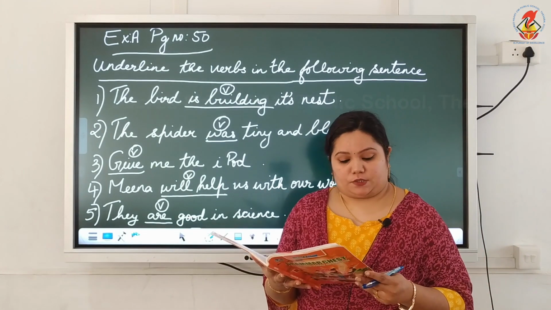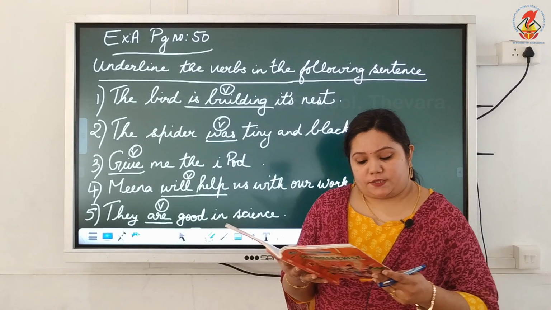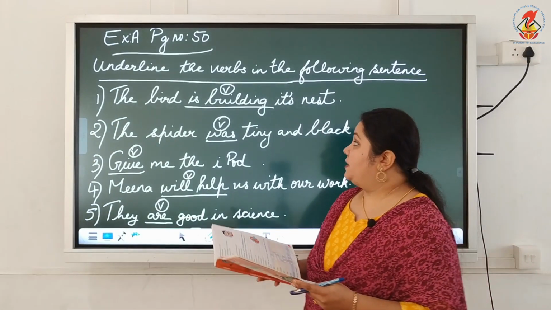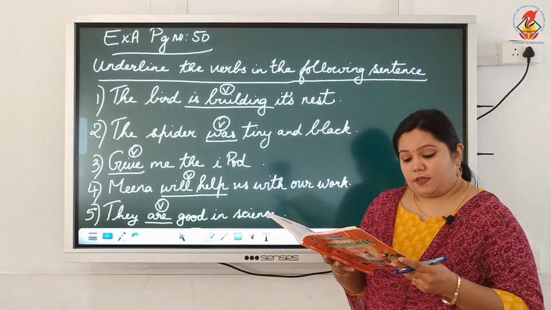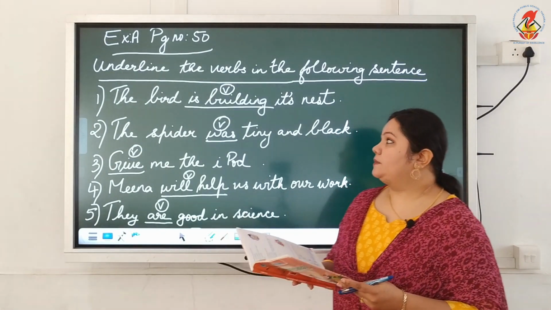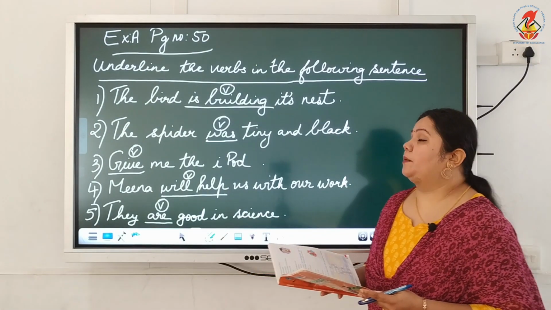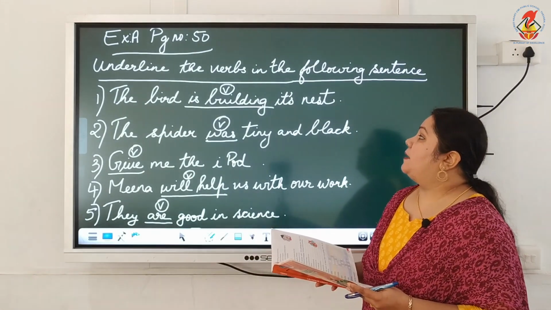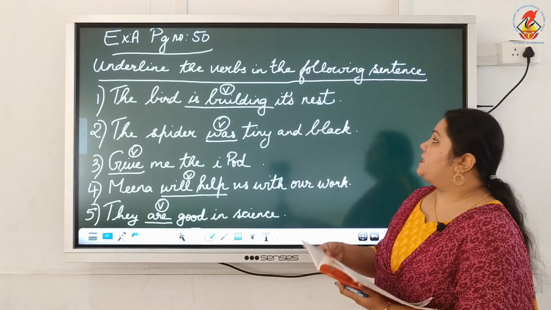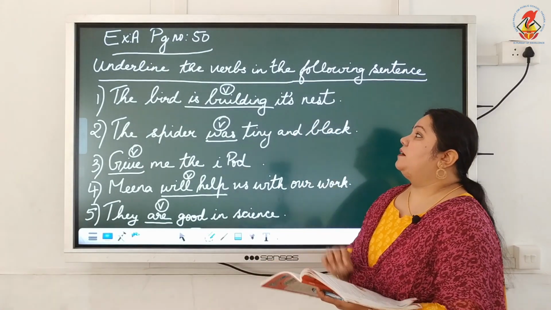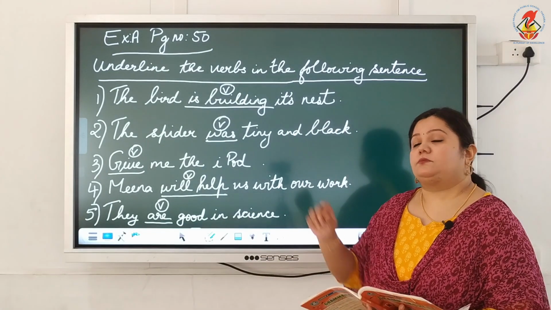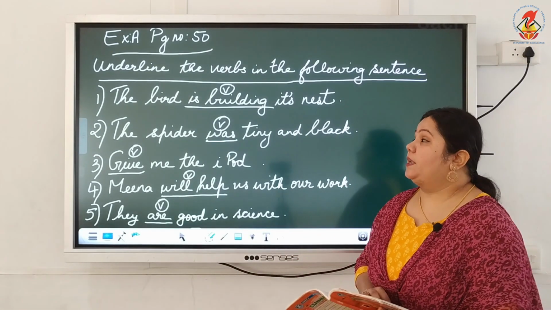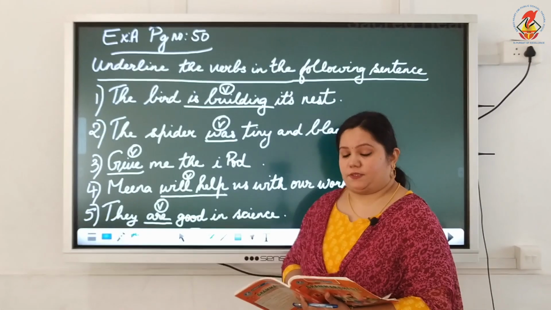So let us do the first one. The bird is building its nest. What is the sentence here? The bird is building its nest. Right? It's about the bird and about what the bird is doing. The action of the bird. So it is building. So the bird is building will be our verb and we have to underline that. Since that is our question, we have to underline the verb in the given sentence.